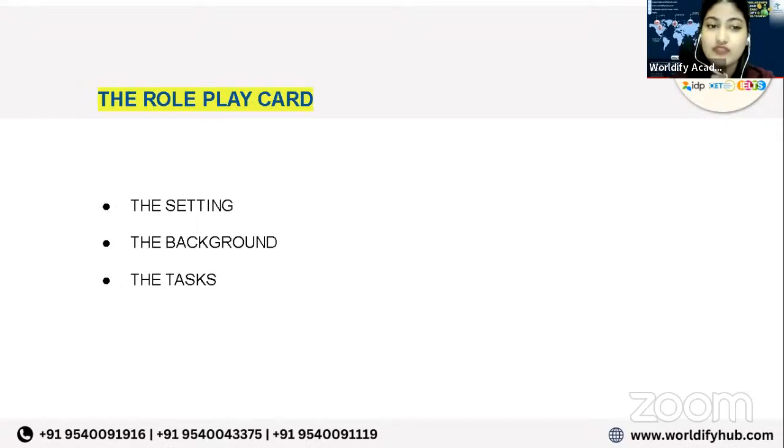And then after 3 minutes of warm-up questions, there will be a role play card. Now, in the role play card, basically, you have to enact.